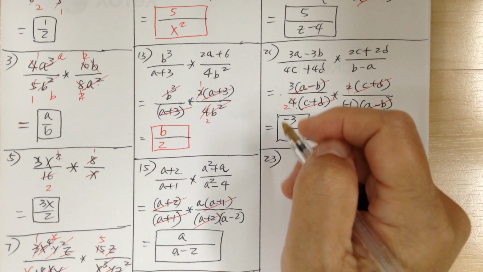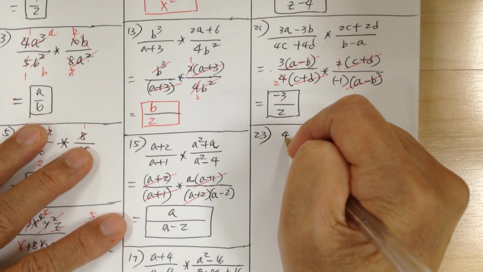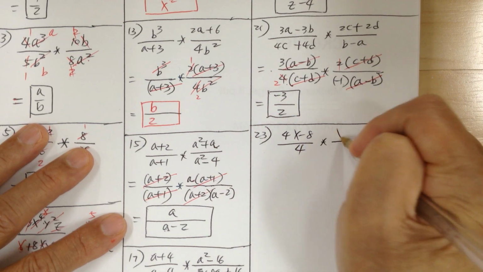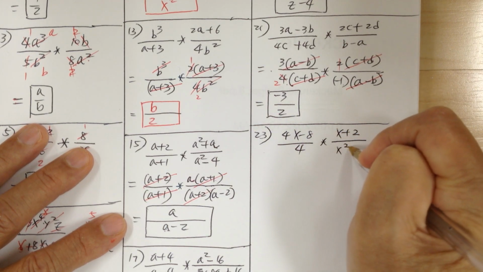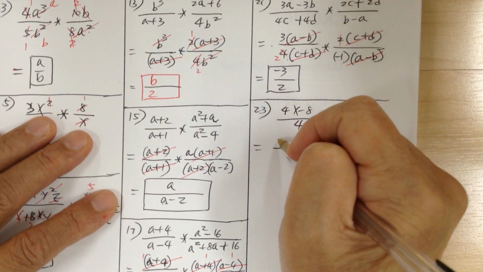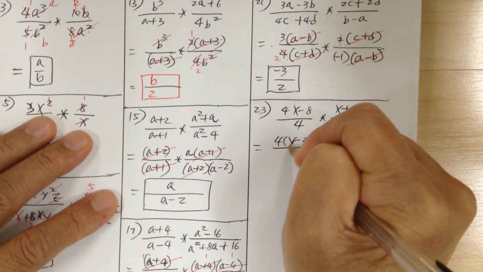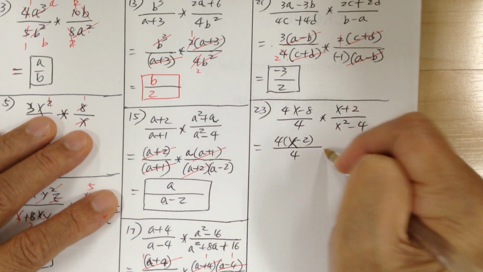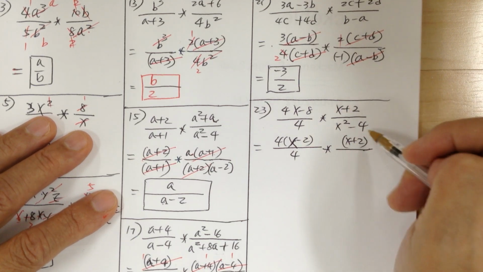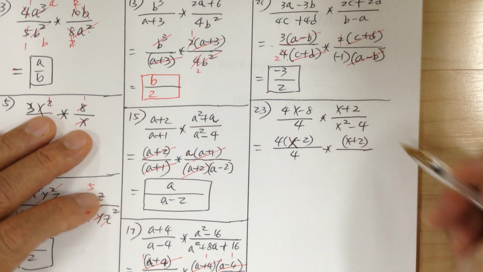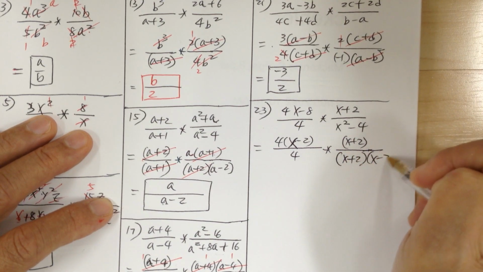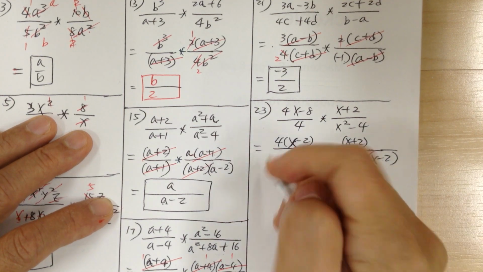Okay, 23. You have 4x minus 8 over 4 times x plus 2 over x squared minus 4. Let's do factoring. This one you can factor out a 4, and this one cannot do anything. Now this is step 2a, the difference of squares, so factor into conjugates. Now you're ready to cancel things out.